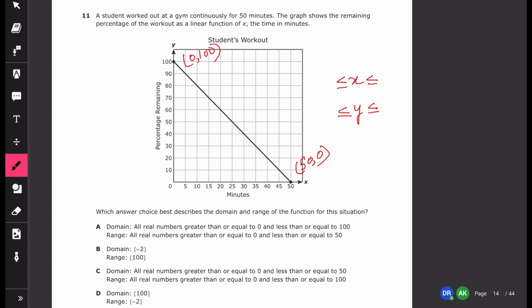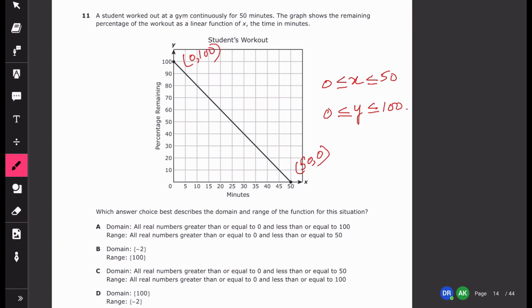Yeah, x values lie between 0 and 50 and y values lie between 0 and 100. So here it is less than or equal to, because here you are having this dark dot over here. That means it includes even 50 also. Here it includes this 100.